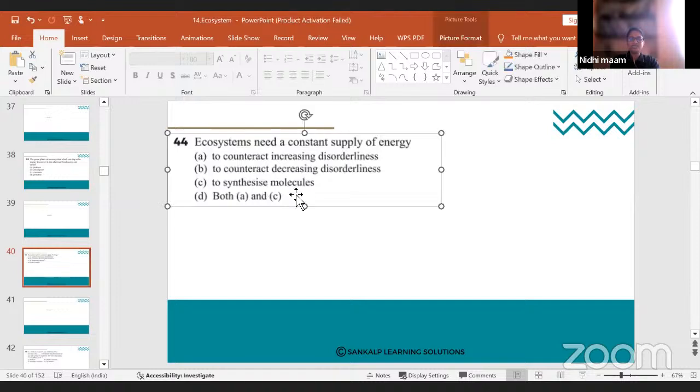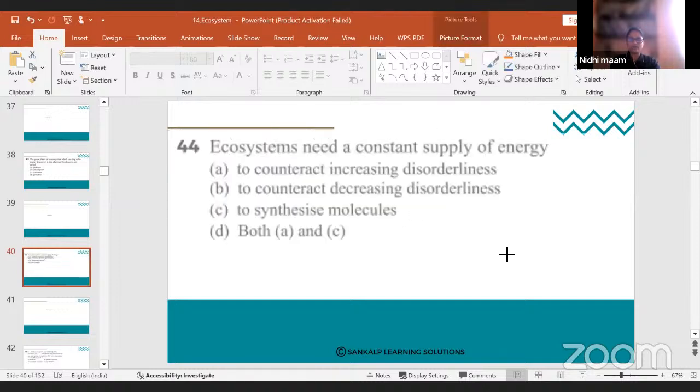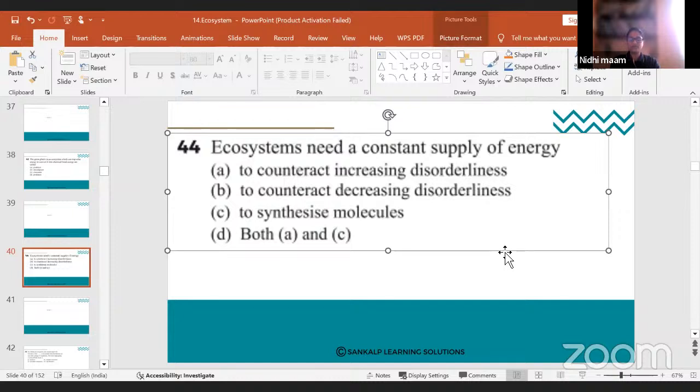Next question. Ecosystem needs a constant supply of energy. Why does an ecosystem always need a supply of energy? A, to counteract increasing disorderliness, B, to counteract decreasing disorderliness. Okay, the first one is increasing, the second is decreasing. C, to synthesize molecules, D, both A and C. Shrikant, Kavya, Sushmita, Tasmiya, Aishu answered it. Ranjita answered it. Good. Yes, YouTube students, be fast. Shabina Sheikh, Ramya SN answered it.